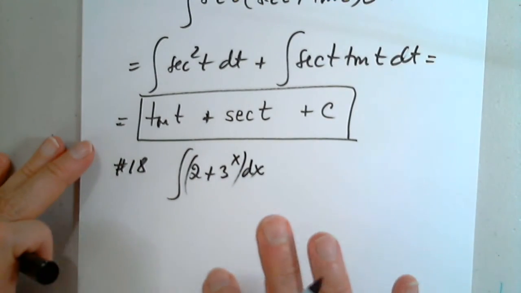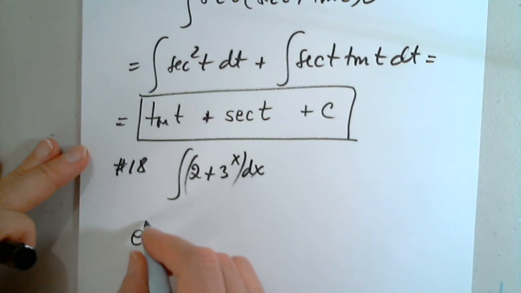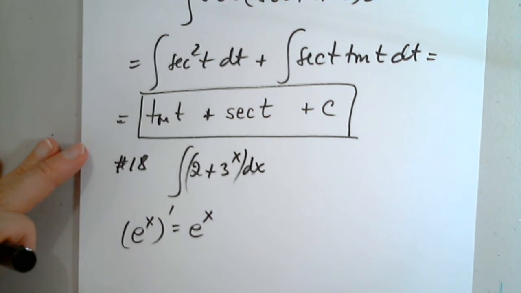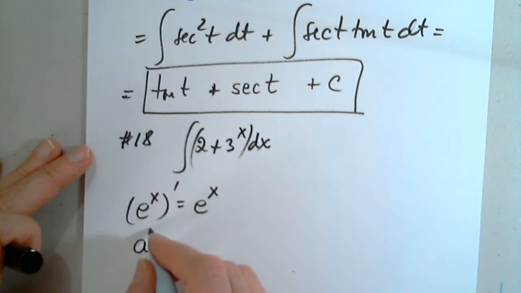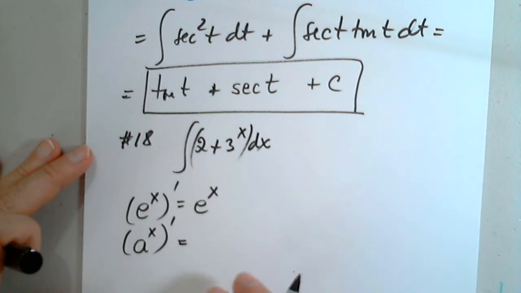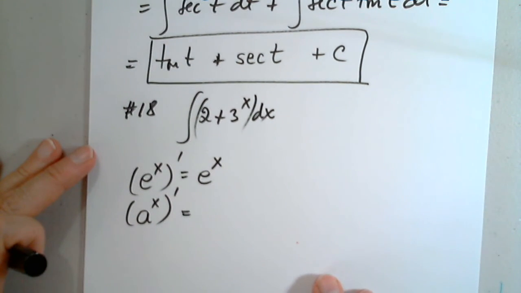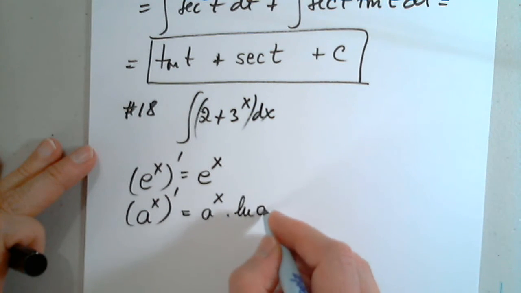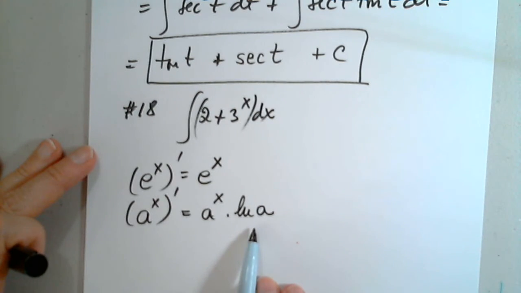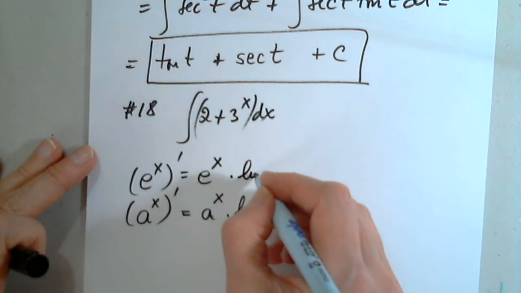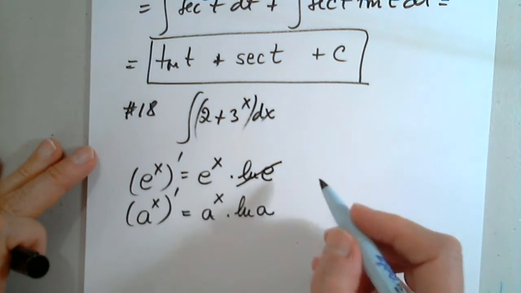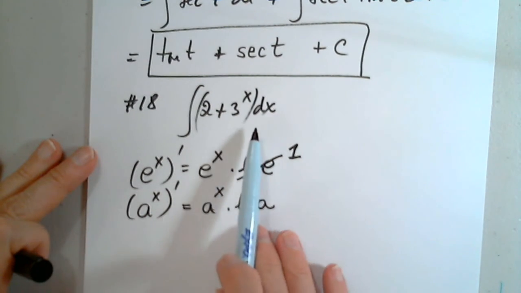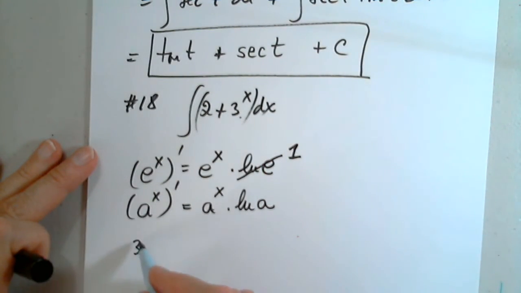So let's analyze this for a moment before we come back. Remember when we differentiated e to the x? We got e to the x. But when we differentiated a to the x, anyone remembers how much this was? It's a to the x times natural log a. Here, I should write natural log e, but I don't. Why? Because it's 1. Correct.